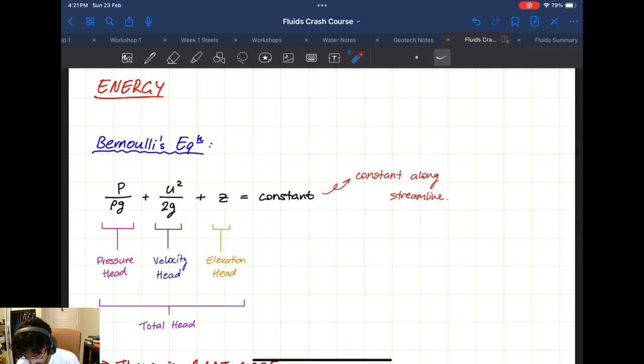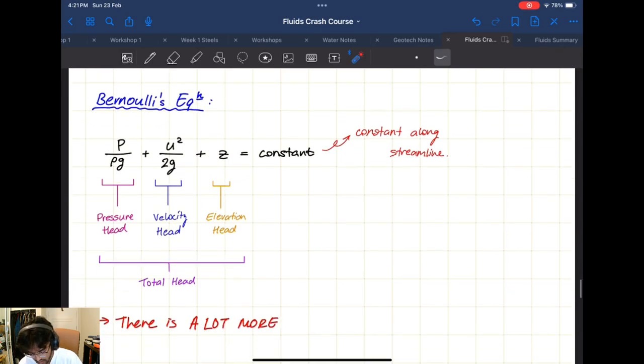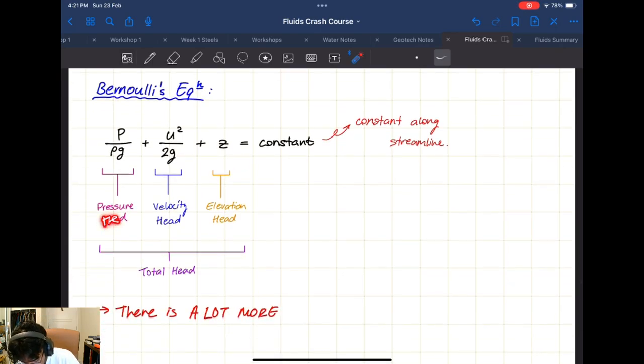I don't know how to explain it, to be honest. But pretty much this one comes from the gravitational potential energy. This one comes from kinetic energy. This one comes from the pressure energy, or some sort of energy, right? Hydrostatic pressure or whatever, right? So we call these heads, but what head actually is pretty much just a length, right?